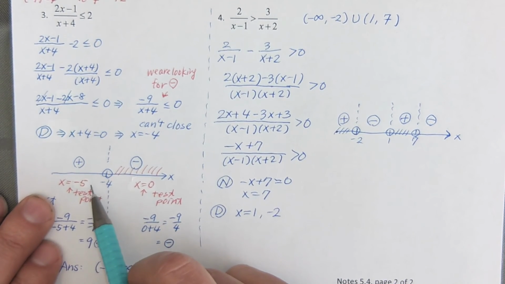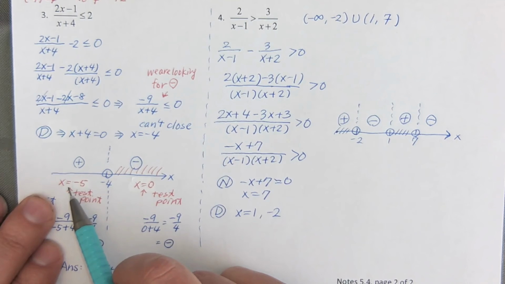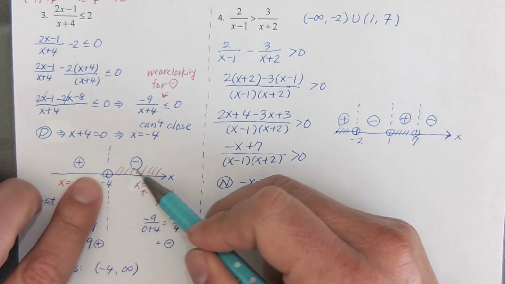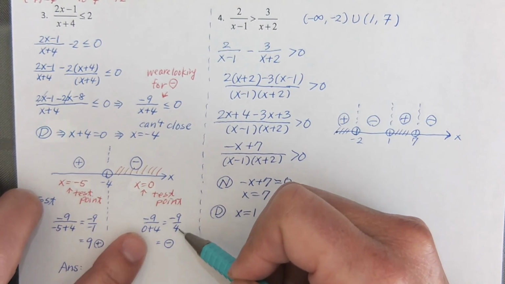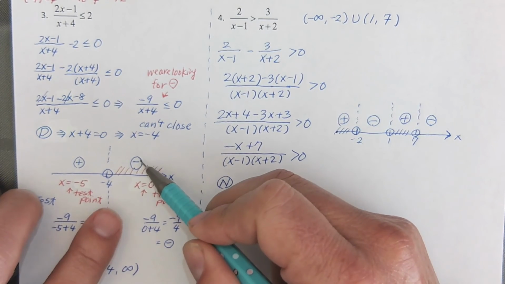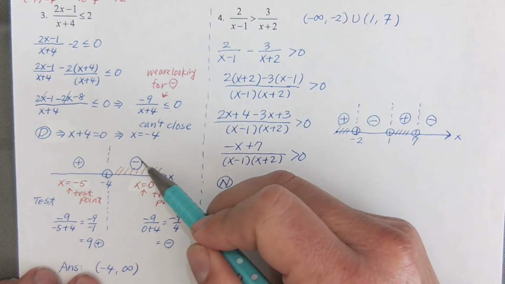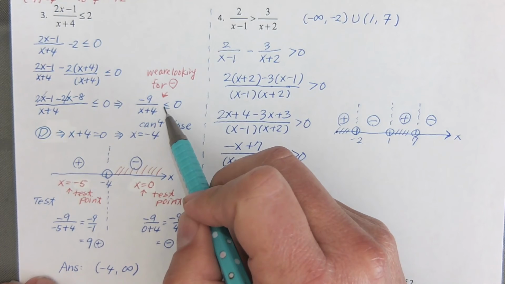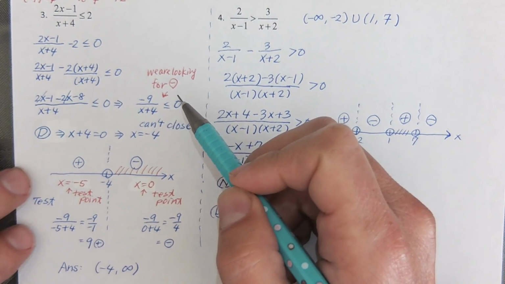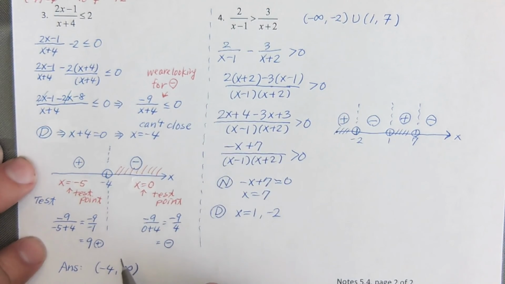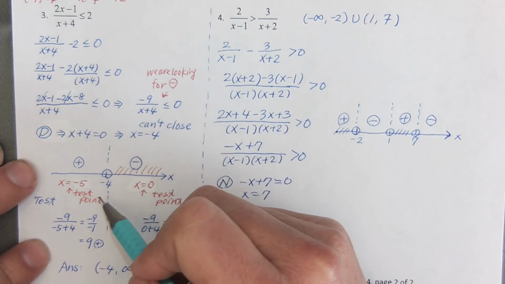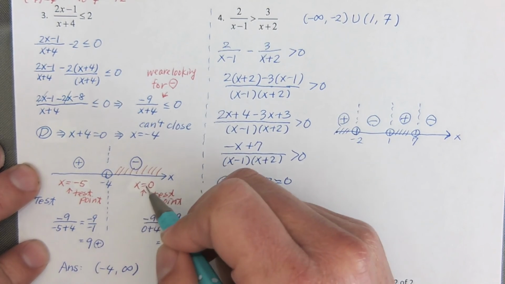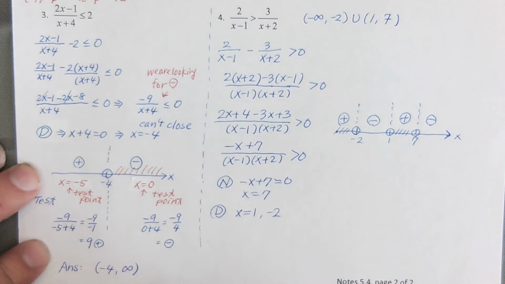So I went ahead and tested a point to the left of -4, -5 in this case. We ended up with a positive value. A number to the right, say 0. You can see we end up with a -9/4, which means all the numbers on this side, all the y values on this side, are going to be positive. So if we're looking for negative values, then from -4 to infinity is going to give us our negative values. So here's our answer here.